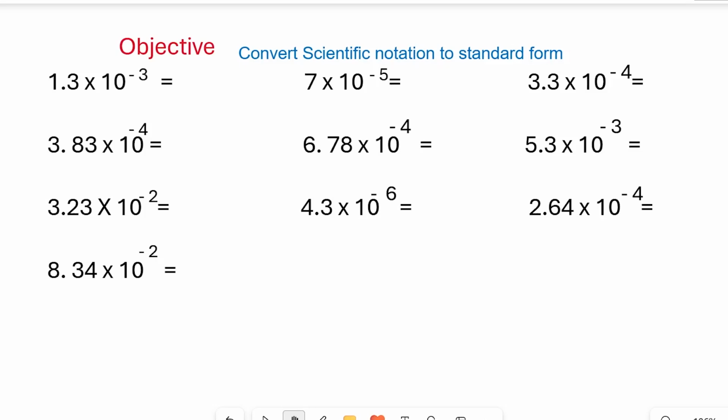We are going to write all these numbers in the standard form. And that's what it says right here. We have to convert scientific notation to a standard form.